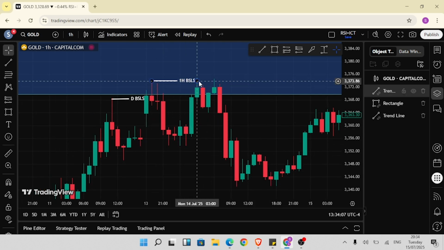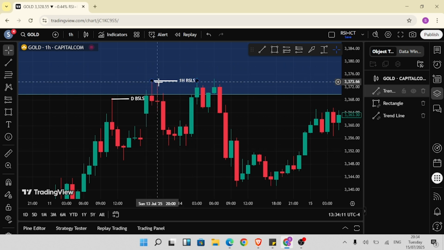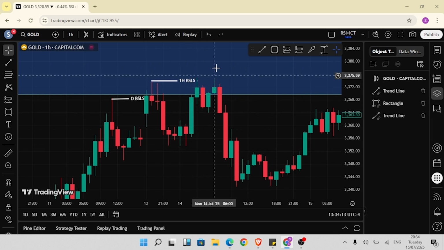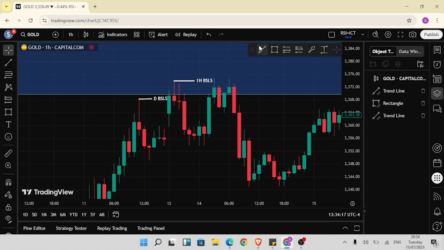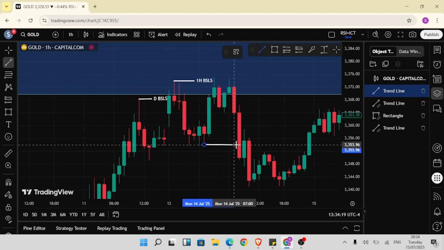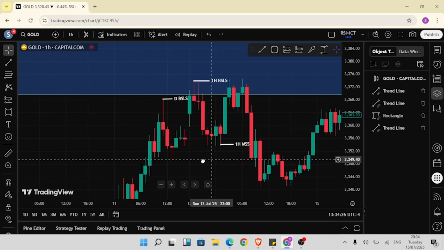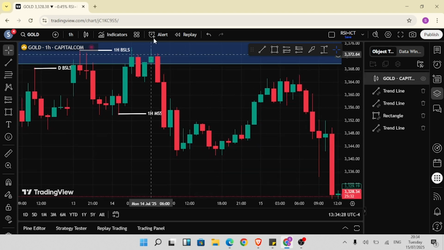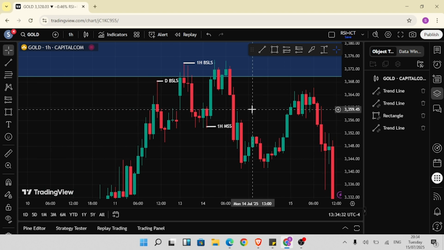Now prior to this sweep, we had price coming down and going up, sweeping this high, and then a bit of consolidation, then pushing lower. Now as it pushed lower, there was a market structure shift at this point. So this is a 1-hour market structure shift. Okay, so that means price confirms that it is going to go lower.